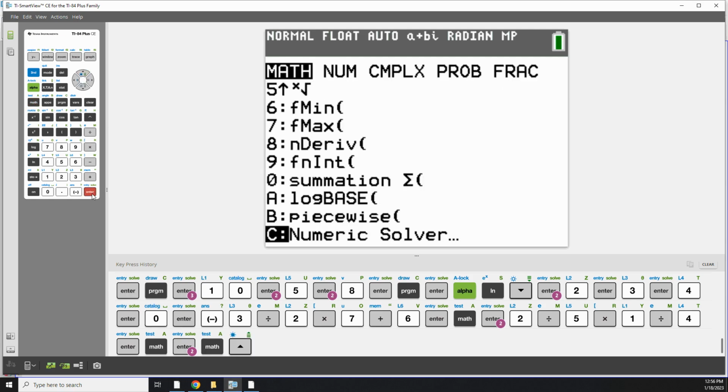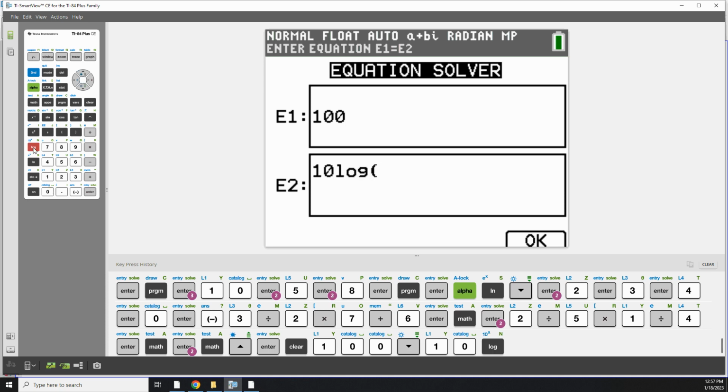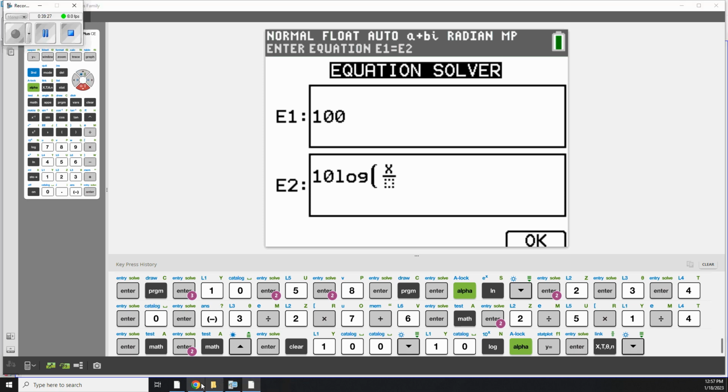Math last solver. The left side is 100. The right side is 10 log of Fracca. On the top of Fracca is I. Honestly, I'll just put X. Over 10 to the what? Minus 12.